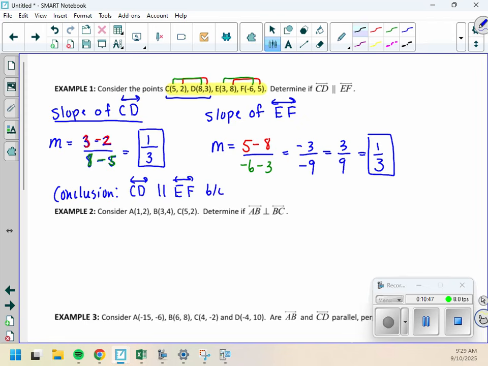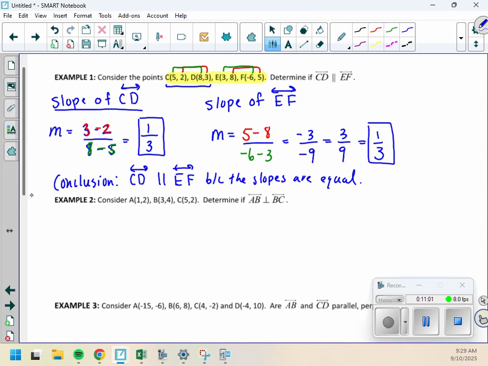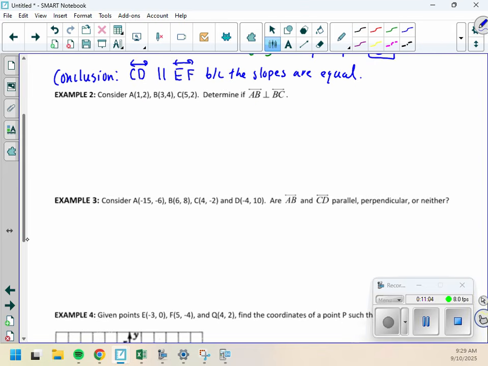Now look at example 2. Consider 3 of these points. We're going to now look at AB and BC. Remember this symbol? This symbol right here means perpendicular. So first we'll study the slope of AB. Okay, so AB, our slope is going to equal 4 minus 2 in the numerator. Those are the y's. And then 3 minus 1 is in the denominator. 4 minus 2 is 2. 3 minus 1 is 2. And we get an answer of 1.